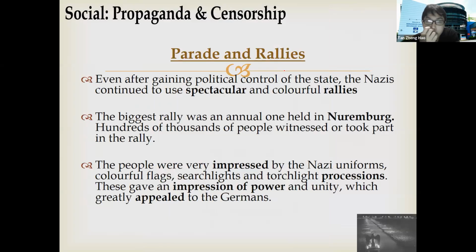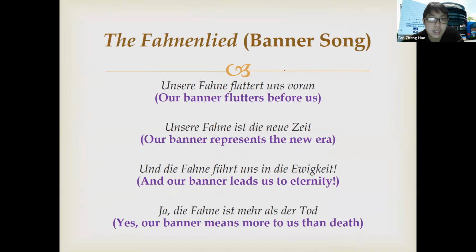Another way to do propaganda is through parades and rallies. For example, by organizing a big parade, people can get a very positive impression of the Nazi party. You see a lot of flags, and a lot of very neatly dressed soldiers marching in unison. It will appeal to the Germans greatly. This is an example of a song the Nazi party used, and from the lyrics you can imagine what message it is trying to send.